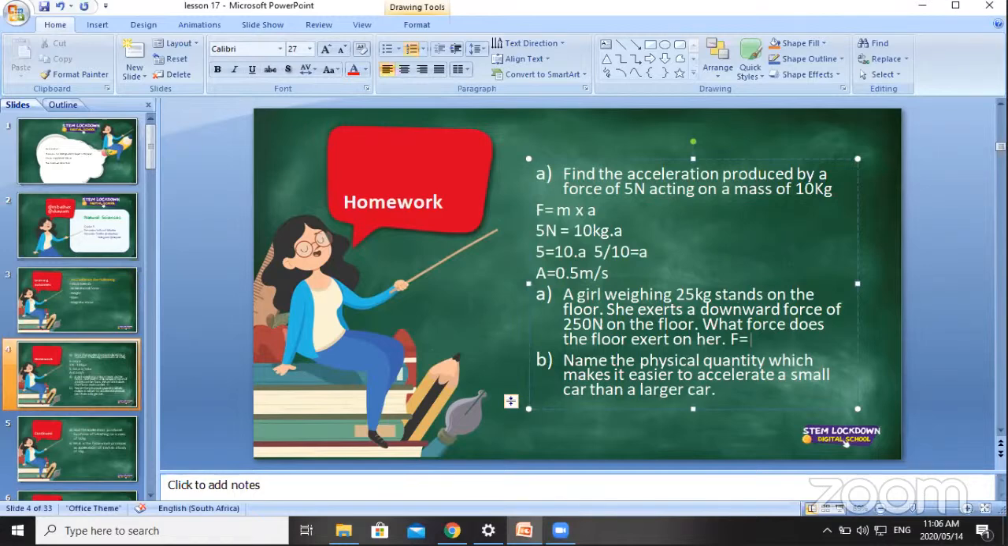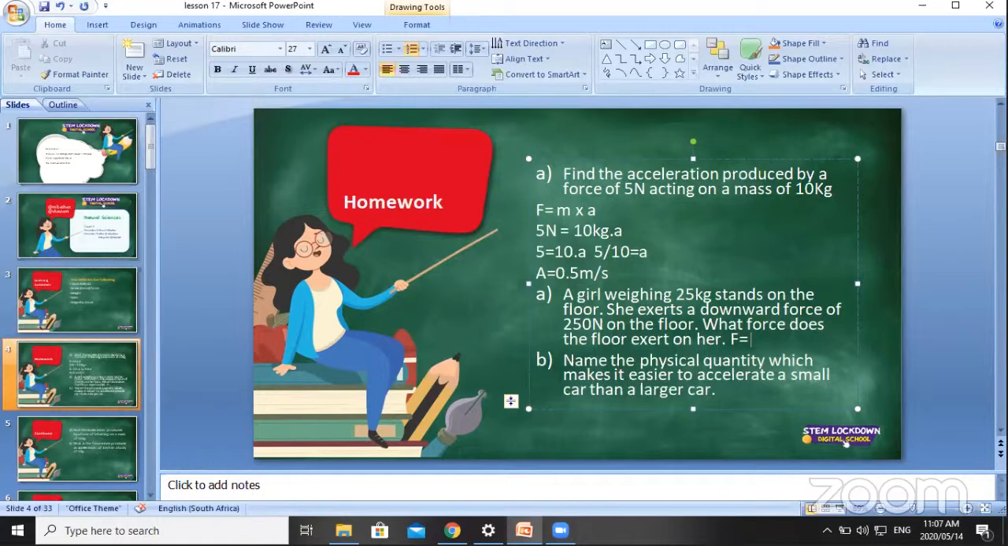Anyone, any volunteer for the answer? What did you write for a girl weighing 25 kg standing on the floor? She exerts a downward force of 250 newtons on the floor. What force does this girl exert? What force does the floor exert on her?